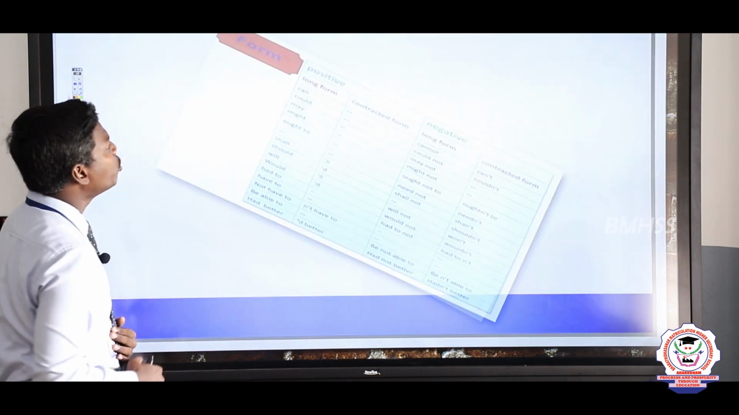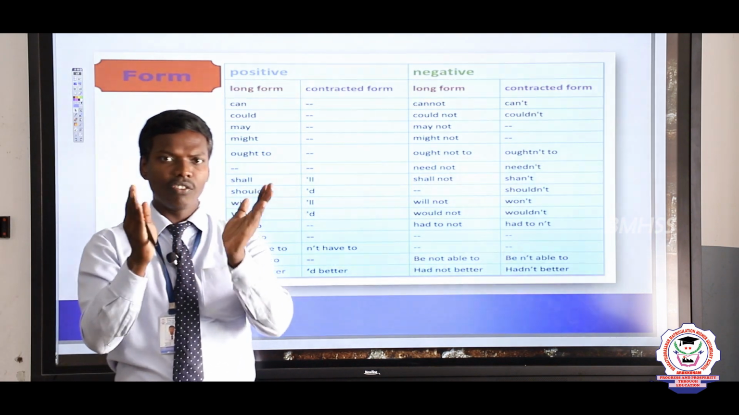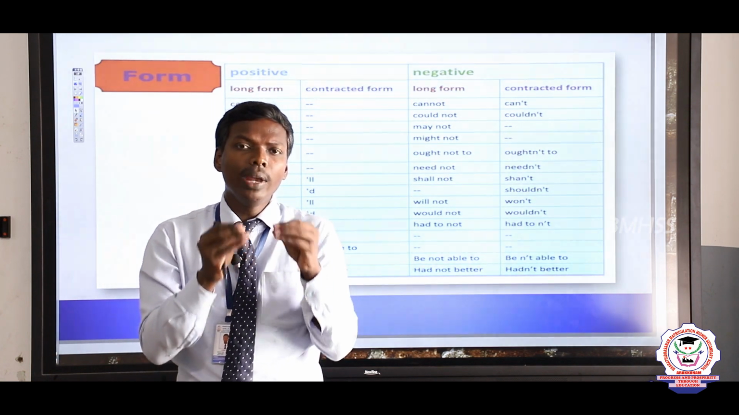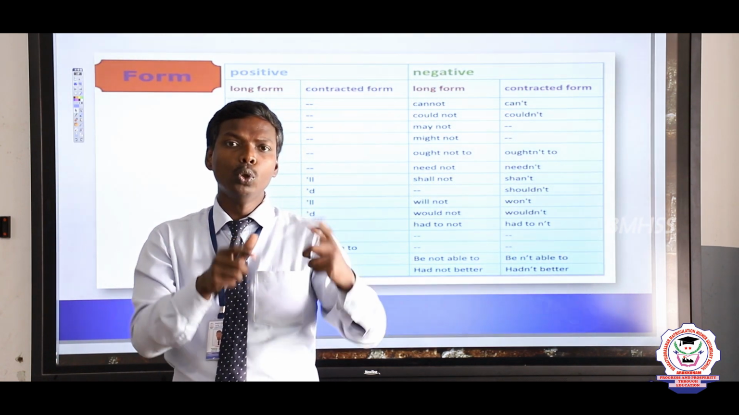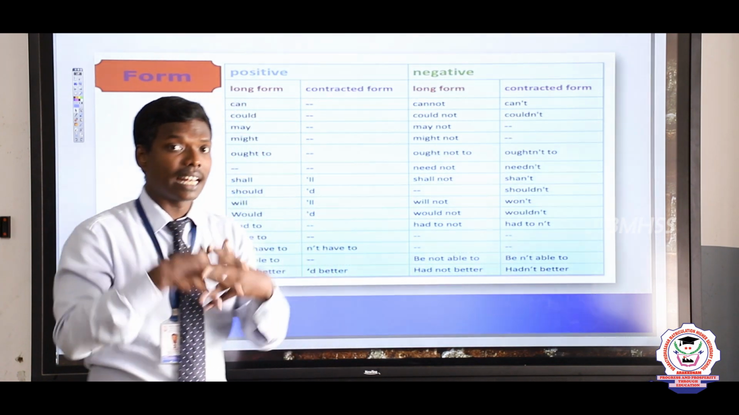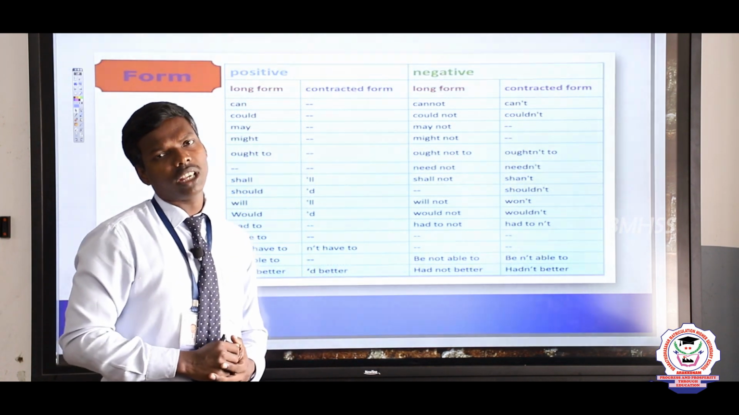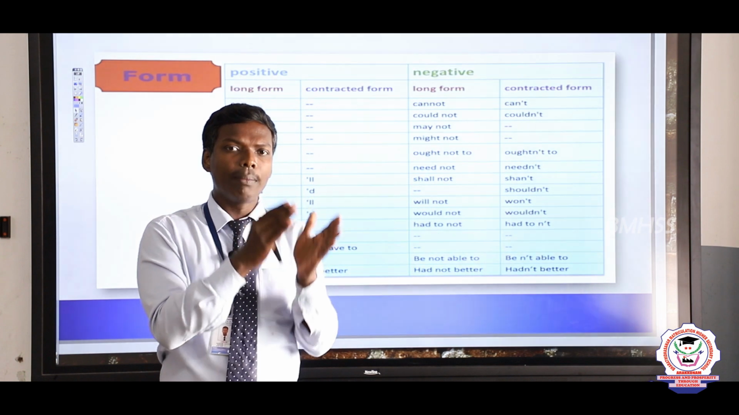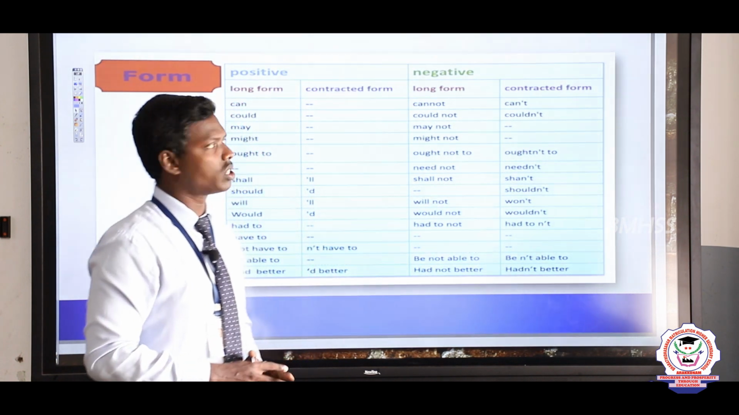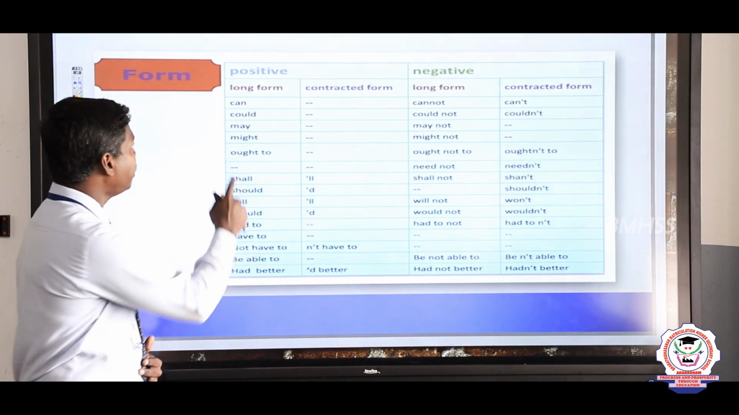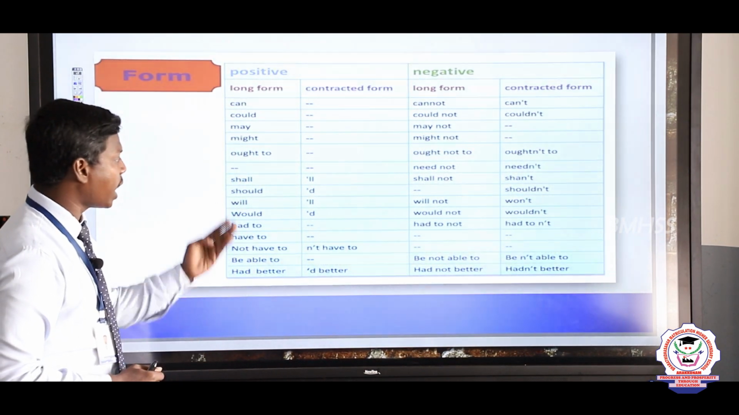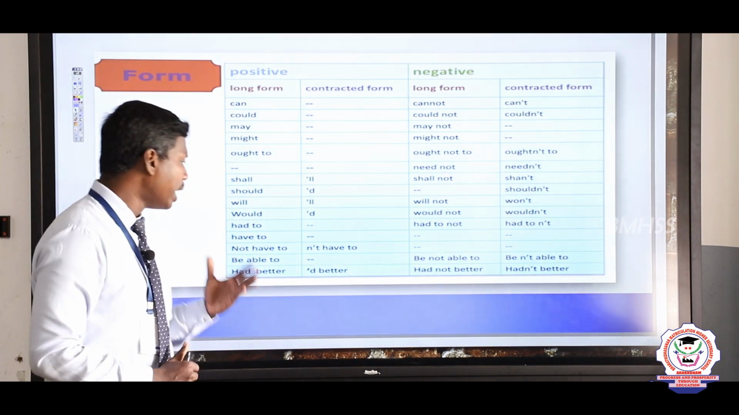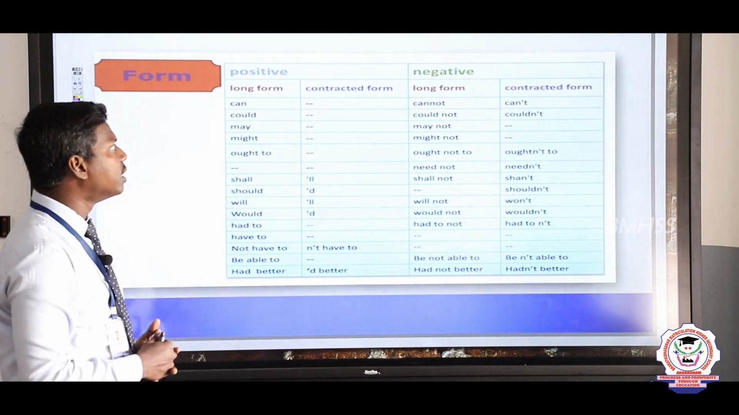Okay, next part, you must also know that this form has two types of divisions. For example, we have got the contracted form. The contracted form is nothing but the combination of two separate elements clubbed together. It is called contracted form. Especially the contracted form comes normally from pronoun plus modal auxiliary, or sometimes modal auxiliary verb plus not. So for example, long form: can, could, may, might, ought to, shall, should, will, would, had to, have to, not have to, be able to, had better. So all these come under this contracted form.